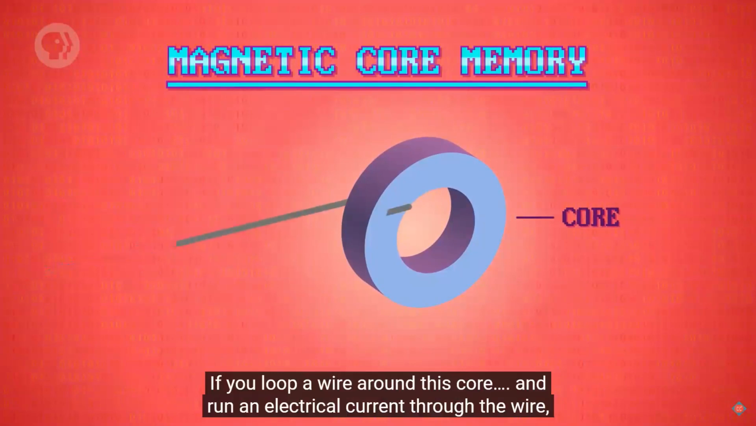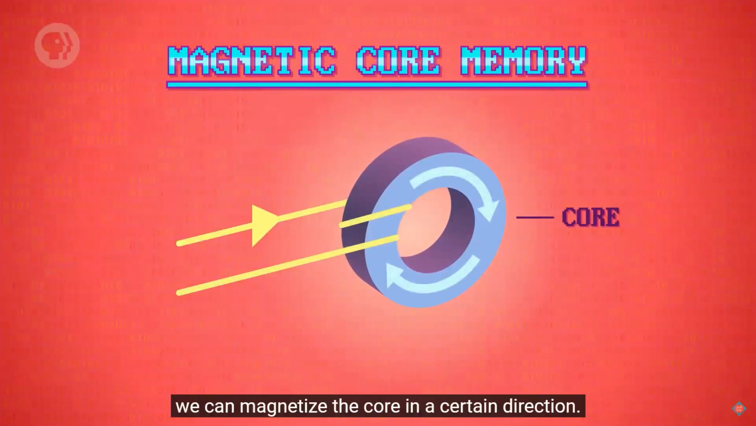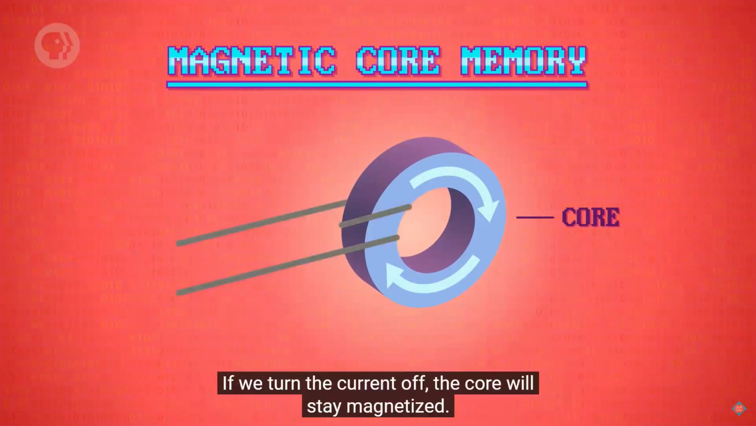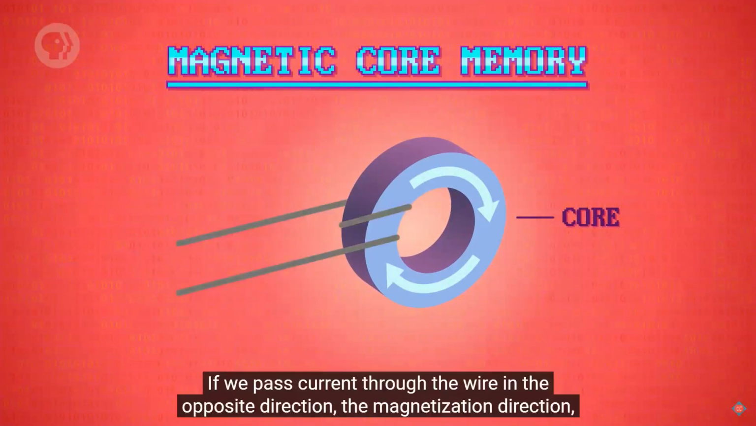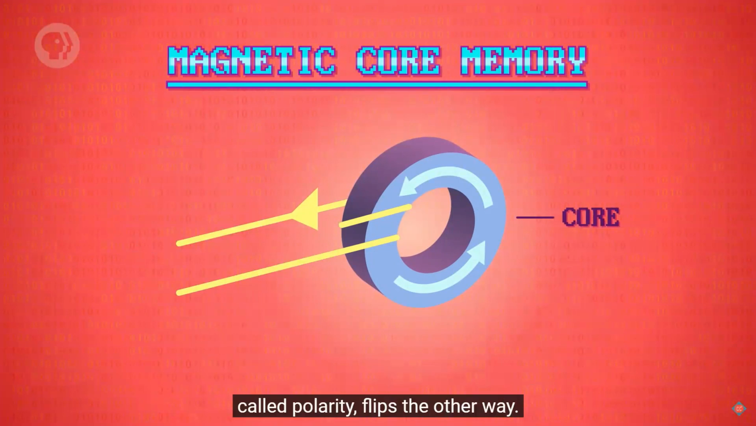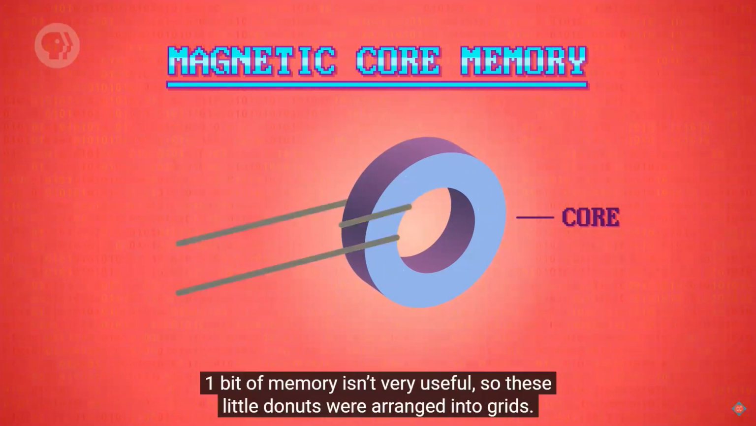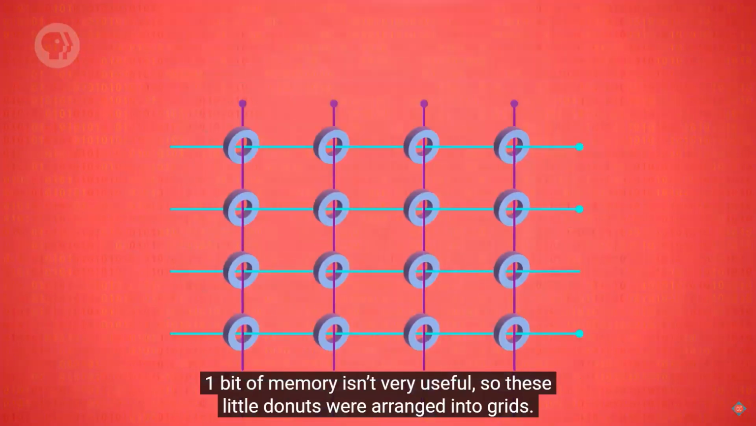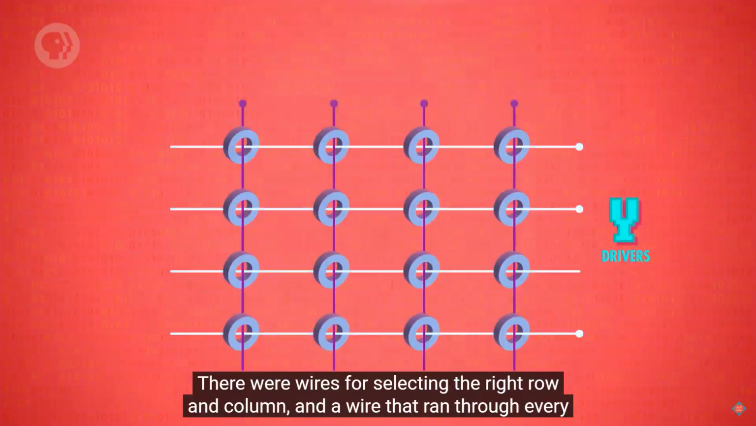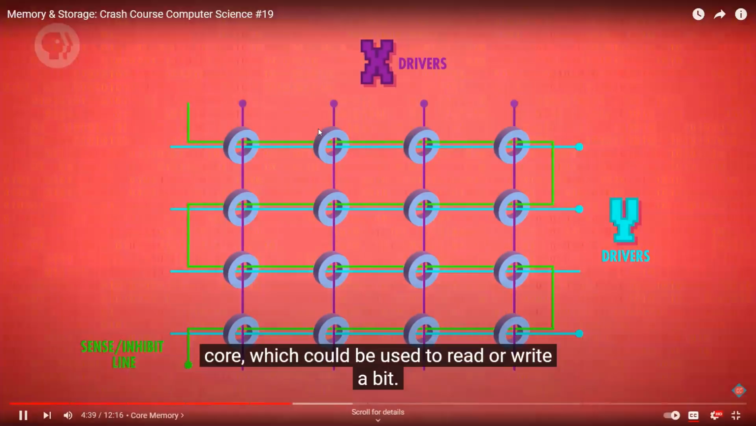If you loop a wire around this core and run an electrical current through the wire, we can magnetize the core in a certain direction. If we turn the current off, the core will stay magnetized. If we pass current through the wire in the opposite direction, the magnetization direction, called polarity, flips the other way. In this way, we can store ones and zeros. One bit of memory isn't very useful, so these little donuts were arranged into grids. There were wires to select the right row and column, which could be used to read or write a bit.